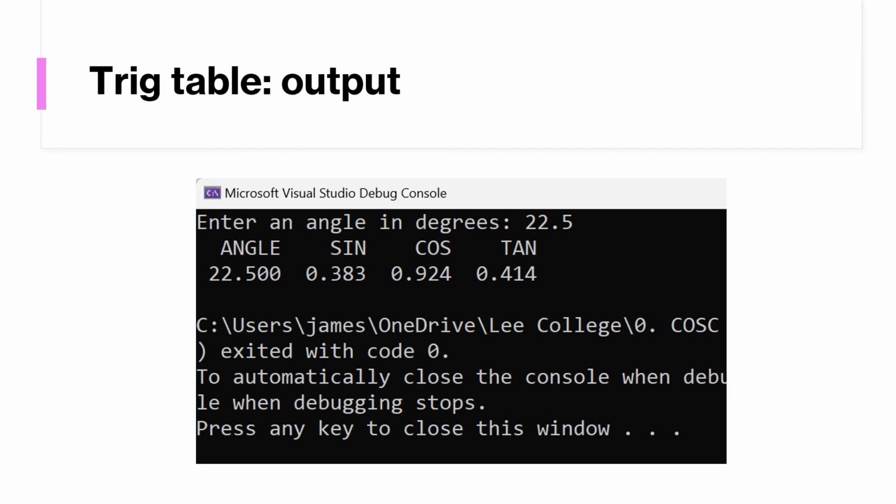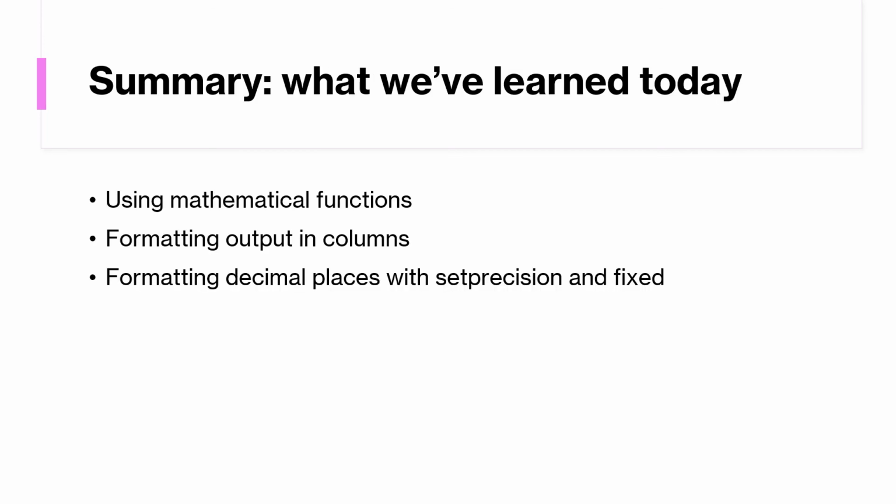Okay, so in summary, what we've learned today is to use mathematical functions, to format output in columns, and to format decimal places with set precision, which sets the number of significant figures, and fixed, which sets a fixed number of digits after the decimal point.